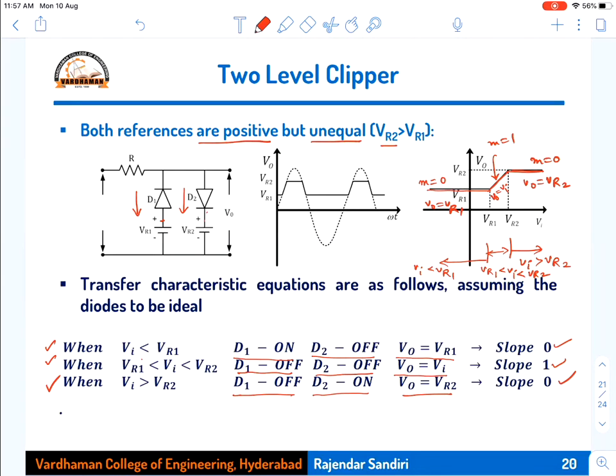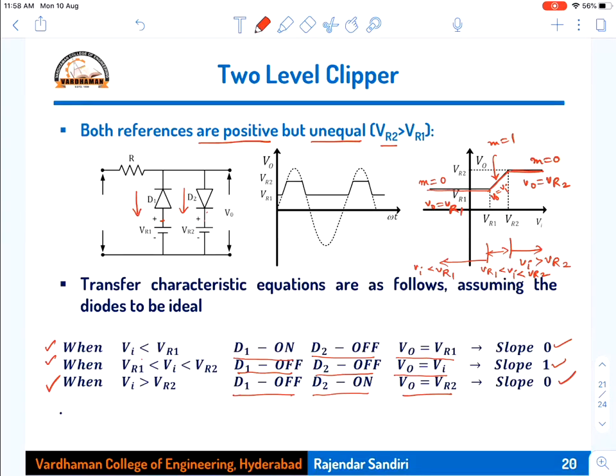So this is about the references, both references positive but unequal, the VR2 greater than VR1 case. In this case, the greater voltage should be connected to the cathode of the diode, and the lower voltage should be connected to the anode of the diode in the circuit diagram. That point also you make a note.